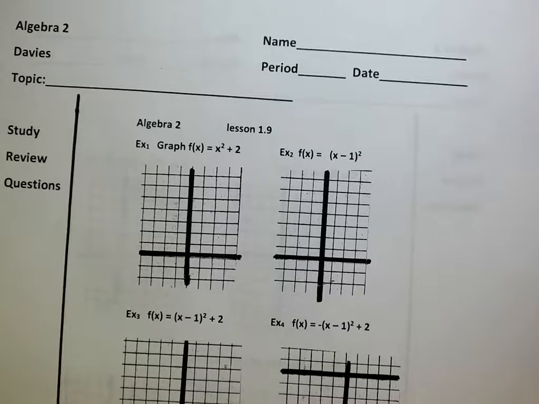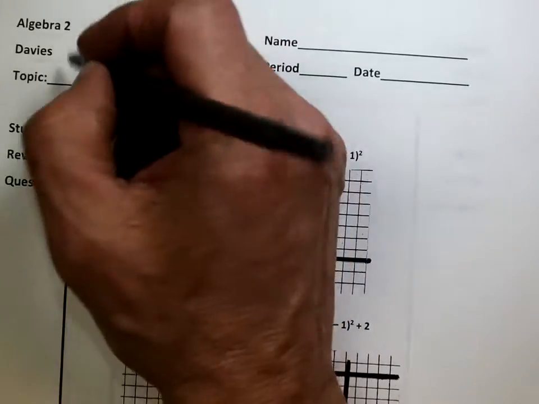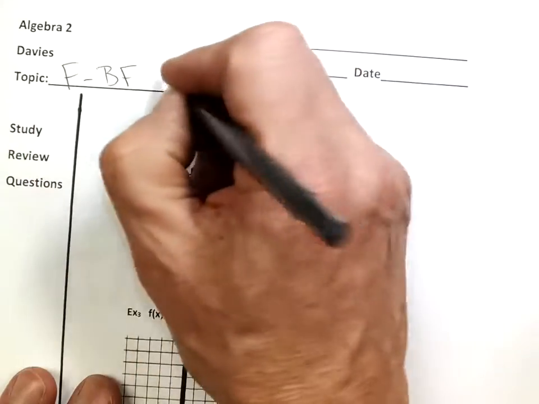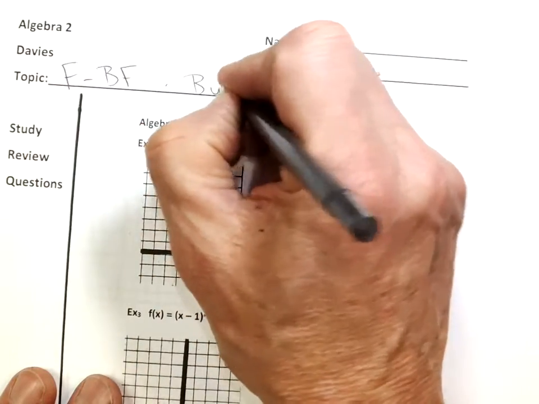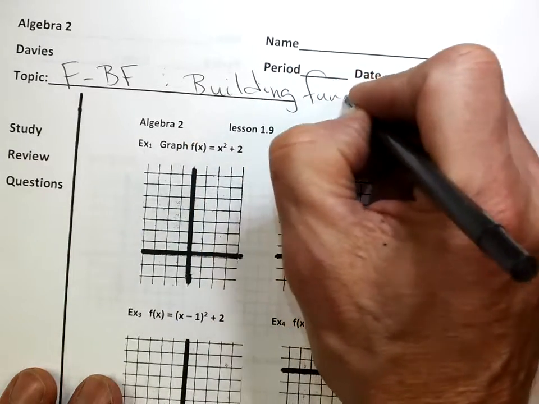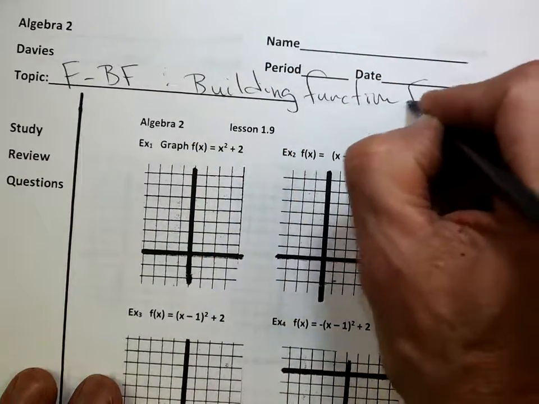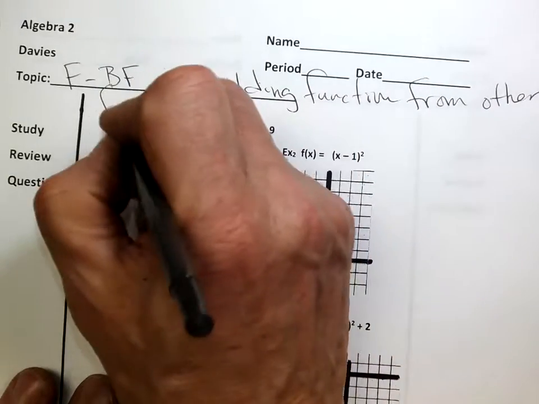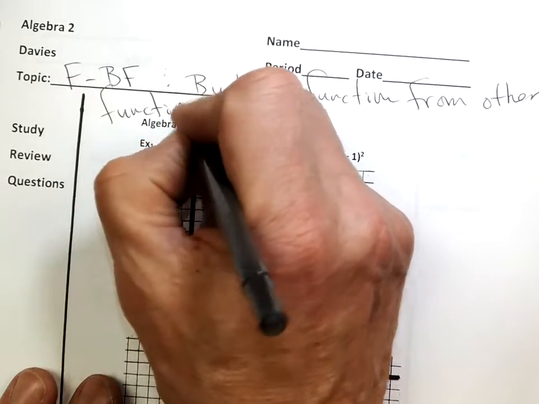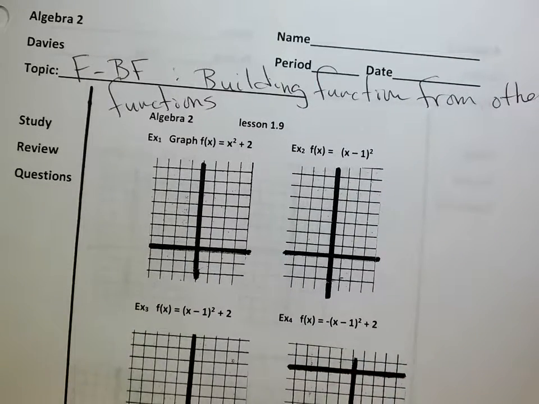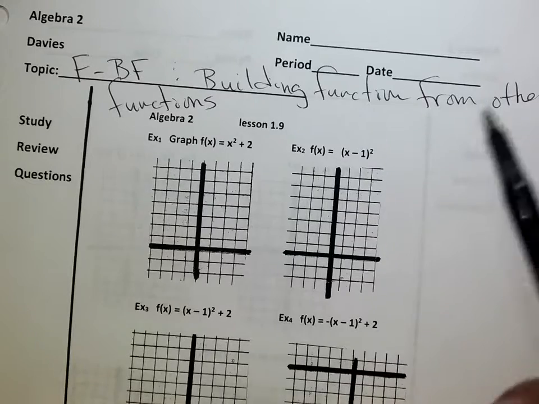Okay, so today we're talking about functions. The Common Core topic is functions, building functions. So basically we are building functions from other functions, okay? And again, how do we know something's a function? Every x value will have exactly one y value paired to it.